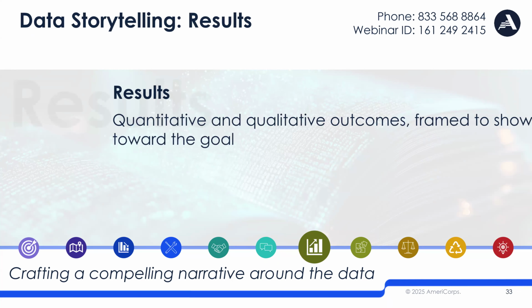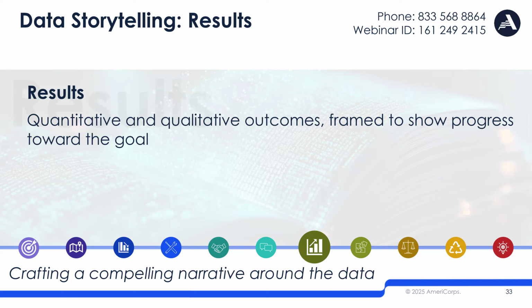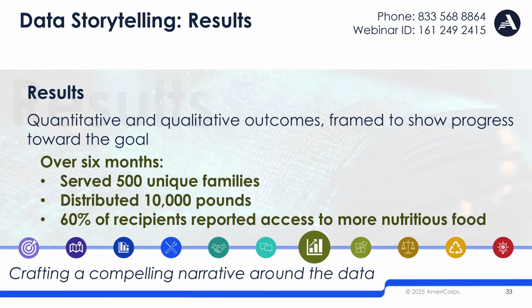Now let's take a look at our results. In just 6 months, we went from guessing to knowing. 500 families served, 10,000 pounds of food distributed, and 60% of families reported eating more nutritious meals.